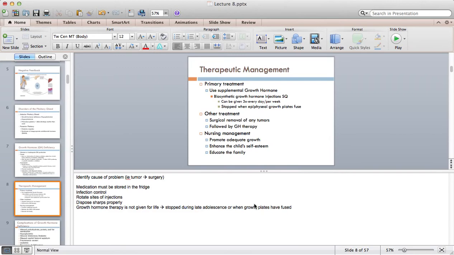So, having said that, you would want to monitor this child closely for adequate growth, and you need to educate the family on the whole treatment plan and the need for them to come for adequate follow-up. And also you need to support the child psychosocially and promote the child's self-esteem.